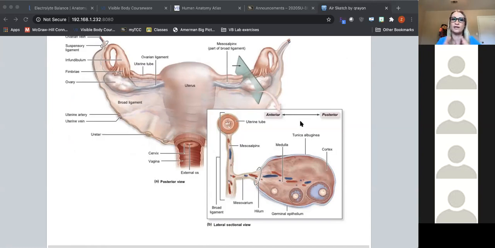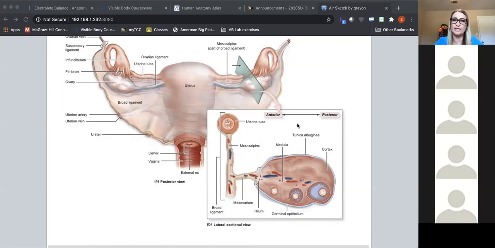These oogonia, when they migrate to the ovaries, this happens somewhere around week 6 of embryonic development. It's pretty early on in the development. By the time the female fetus is about 5 months, she has produced all the oocytes that she possibly will have in her life, and so they get formed in our body pretty early on in our development. Upon birth, you will have about 1.5 million of the primary oocytes.